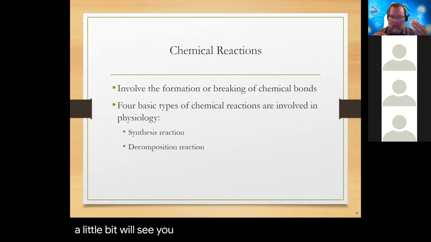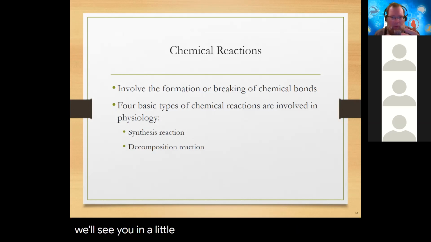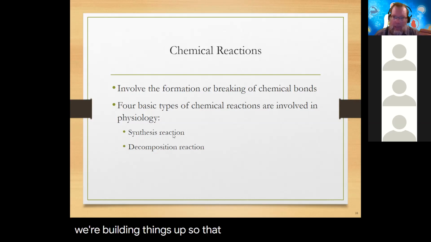We'll see them again when we get to advanced, but you'll see them next week when we talk about cells, and we'll see them a little bit throughout. But it's synthesis, that just means we're building things up. So your cells are what are doing this. Your cells are synthesizing or building things up. So we'll take one string of amino acids and another string of amino acids, and we'll build them, and we'll form a larger protein, or maybe a muscle or a hair follicle or an enzyme.